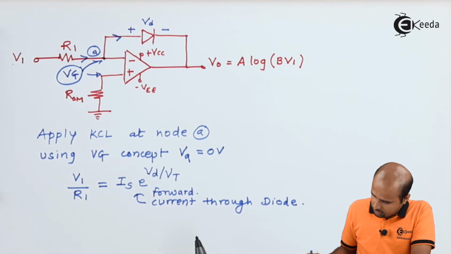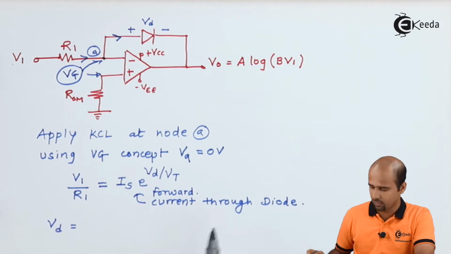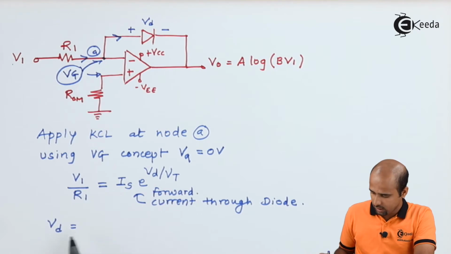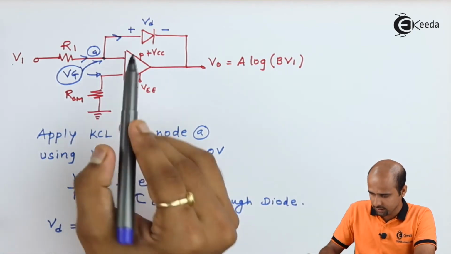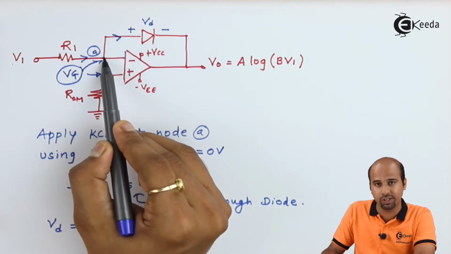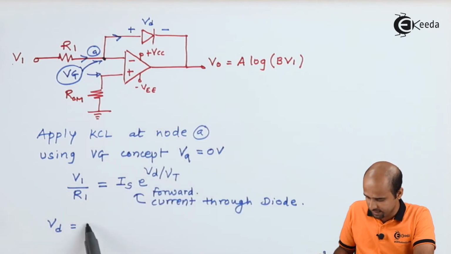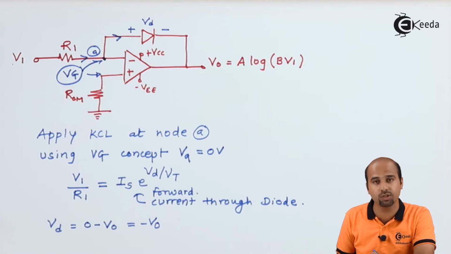Now we will discuss what is Vd. Now this is your forward current through the diode. So what is the value of Vd? The value of Vd we will have to calculate. This plus is connected to Va, which is 0, and this is connected to VO, so I can say that VD is equal to 0 minus VO. We will incorporate this VD value equal to minus of VO, then we can easily get the relation between VO and V1, and all are constant.